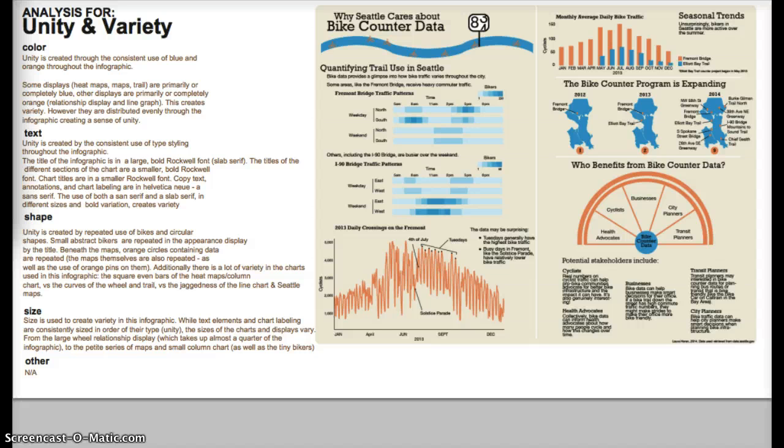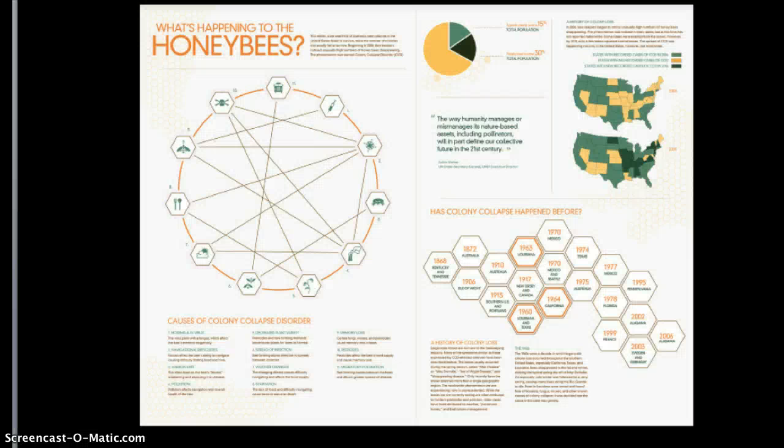Variety is created through the various sizes of the displays in the infographic, from the small maps and bikers on the trail to larger displays like the line graph, as well as the bike wheel relationship display. Additionally, the shapes used in these displays vary greatly. For example, there's the curves of the wheel and the trail versus the rectangular shapes in the heat maps and the column charts, as well as the more amorphous shapes like the maps and the line graphs. So this adds more visual interest.